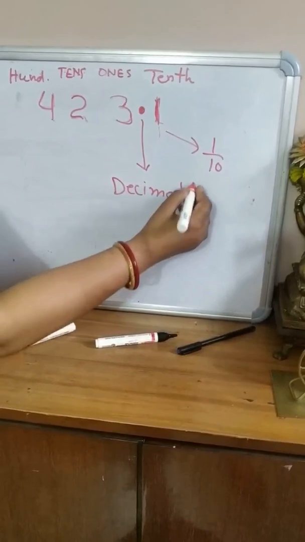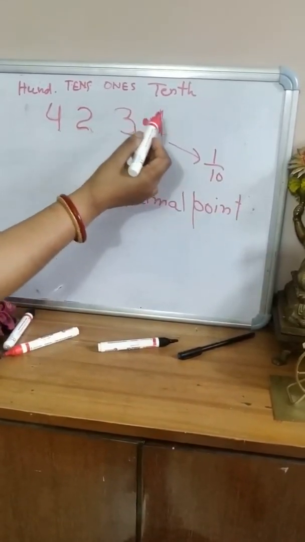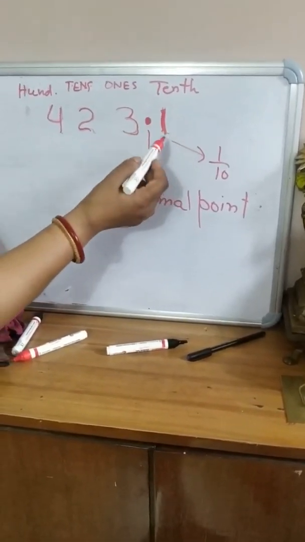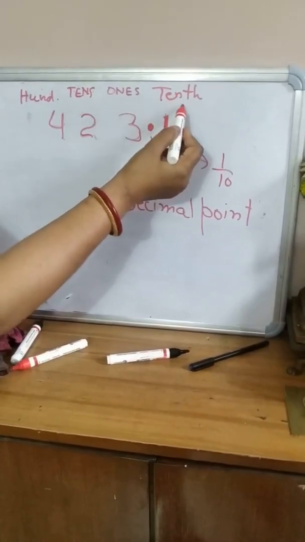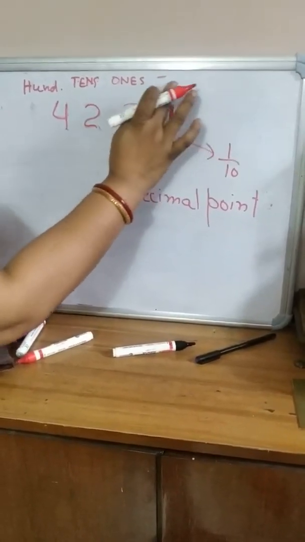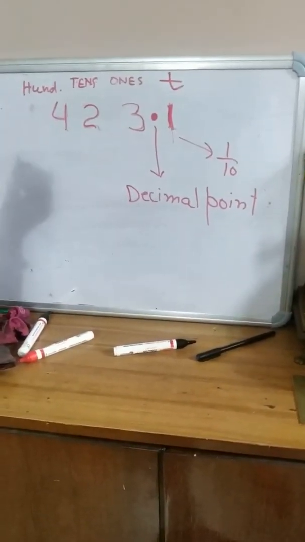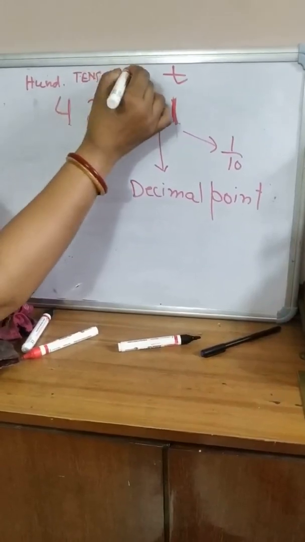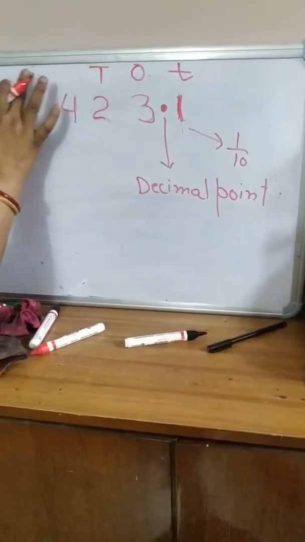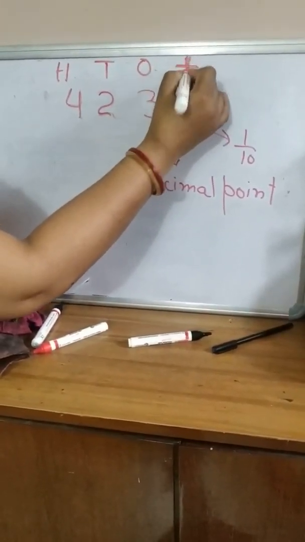This dot is called the decimal point. And after this decimal, towards the right, the number represents the tenths place. The place of this is a tenth, and I use a small t to represent it. Okay. So now this is O for ones, T for tenths, and H for hundredths. And this small t represents the tenths place.